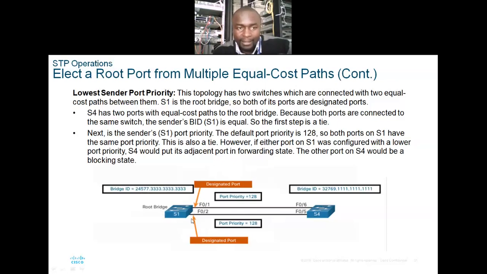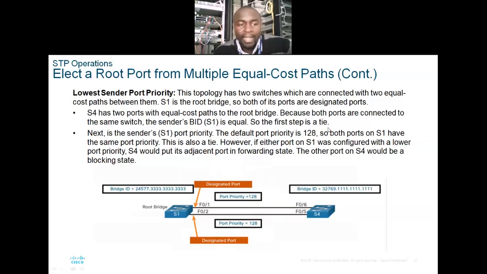All right. So what does it mean? Does it mean that we're going to have a loop? Yes, we're going to have a loop unless something is done. All right, unless something is done. So switch 4, which is this guy here, has 2 ports with equal cost to the root bridge. Because both ports are connected to the same switch, the sender BID S1 is equal. So the first step is a tie.